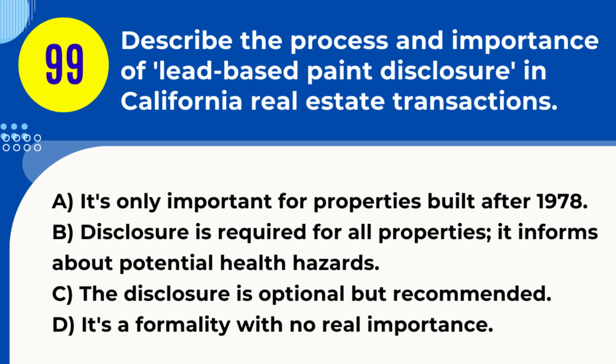Question 99. Describe the process and importance of lead-based paint disclosure in California real estate transactions. A. It's only important for properties built after 1978. B. Disclosure is required for all properties. It informs about potential health hazards. C. The disclosure is optional but recommended. D. It's a formality with no real importance.